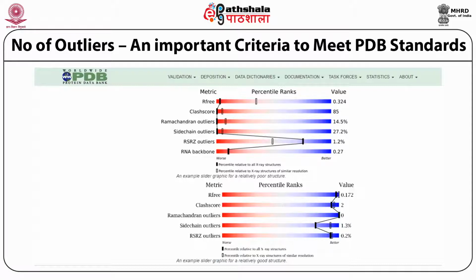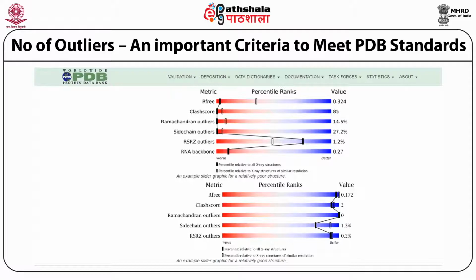See here, the Protein Data Bank, the PDB. You can get this from the PDB website also. An important criterion for a protein structure is that the number of outliers should be very minimum. It means a good, valid structure should contain mostly all the spots within the allowed region, so the number of outliers should be very minimum.